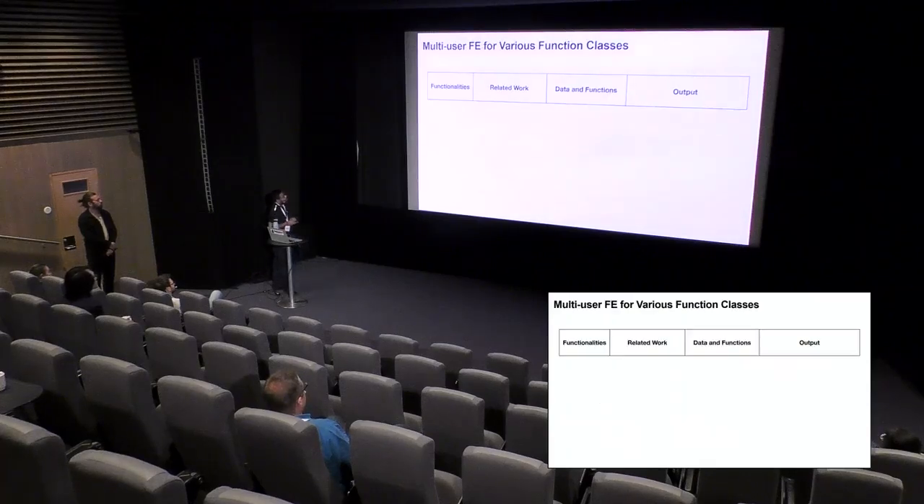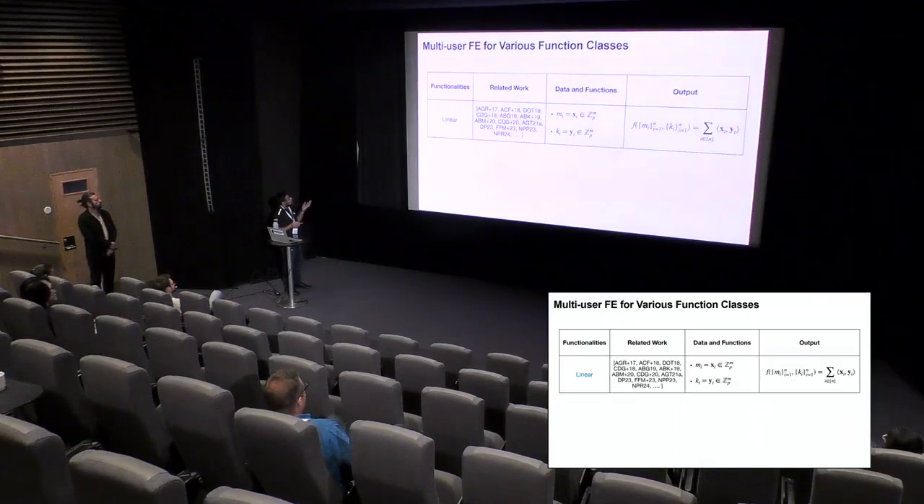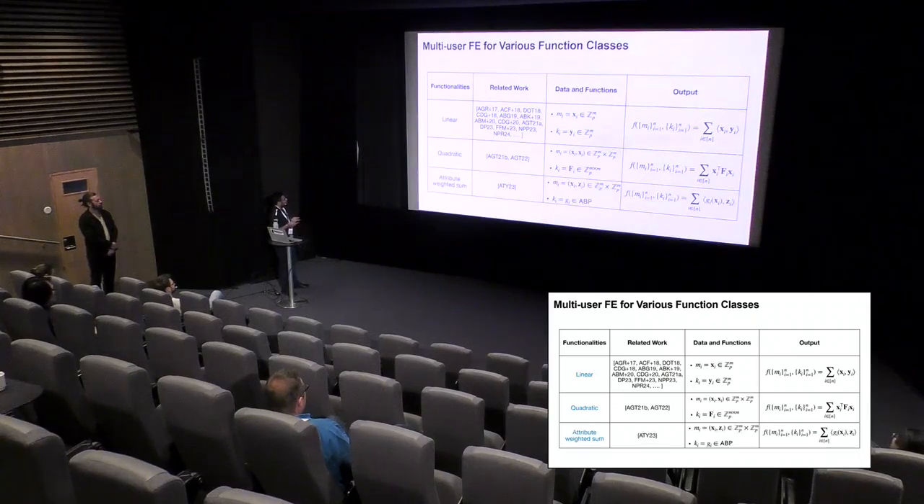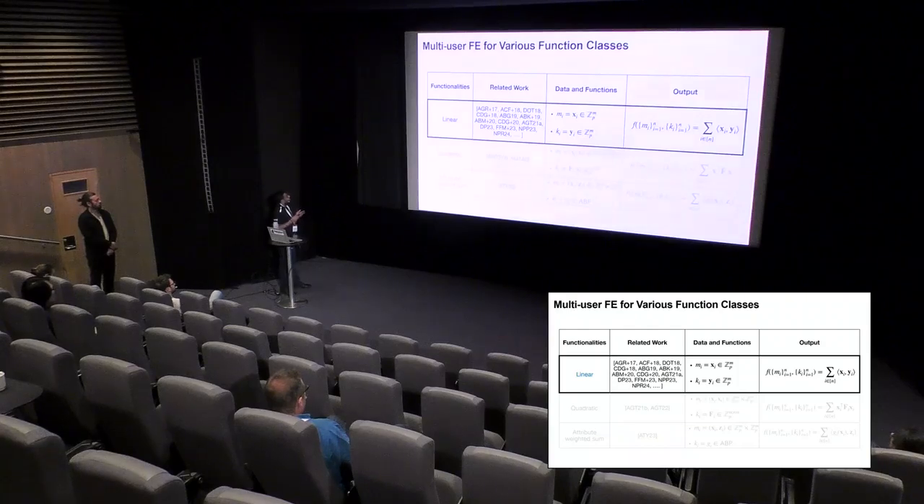So far, various function classes have been studied in the multi-user FE setting, such as linear functionality, where the data and functions are both in the form of vectors, and the decryption outputs the sum of the inner products. In quadratic functionalities, the output is the sum of the quadratics, and in attribute-weighted sum functionalities, the sum is attribute-weighted. In this paper, we generally talk about linear functionalities.